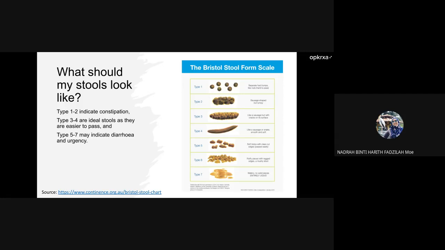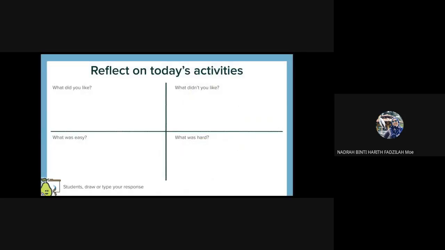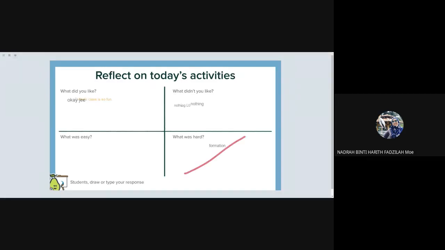So tadi saya janji kita nak habis 10 minit awal untuk bagi ruang untuk kawan-kawan kita yang belum makan. So can you provide some feedback? Regarding today's lesson, ada part-part yang masih lagi susah. What did you like? What didn't you like? You don't like to talk about tahi ke, for example, or what was easy and what was hard? Oh, formation of feces tu masih lagi ni ya. Okay, noted.